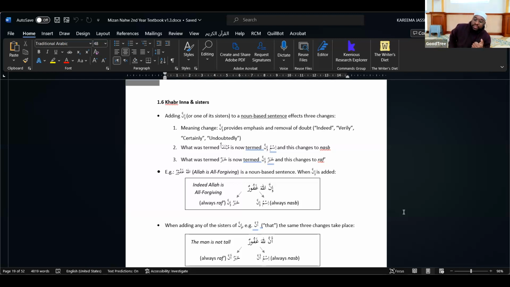Number one is that a meaning change will take place, as we mentioned with regards to the kana. And what's the effect of inna?